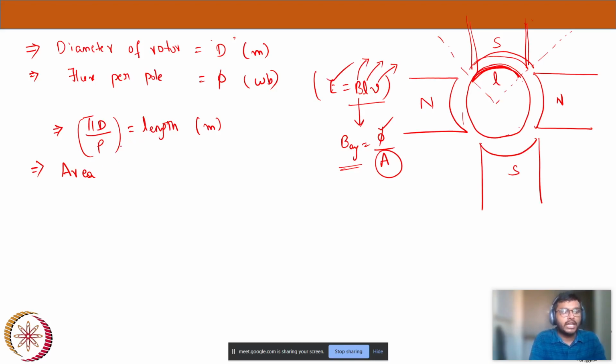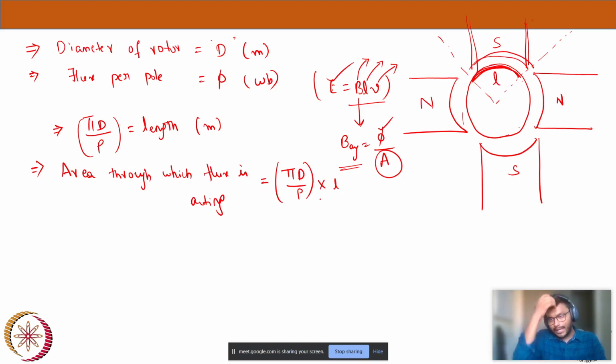Now can anyone tell me the area through which this flux is acting? Because we are interested in only that particular area. Now see, pi d by p multiplied by length L, because area is nothing but that particular arc length into the total length of the machine. You will get the cross-sectional area, and this unit will be meter square.